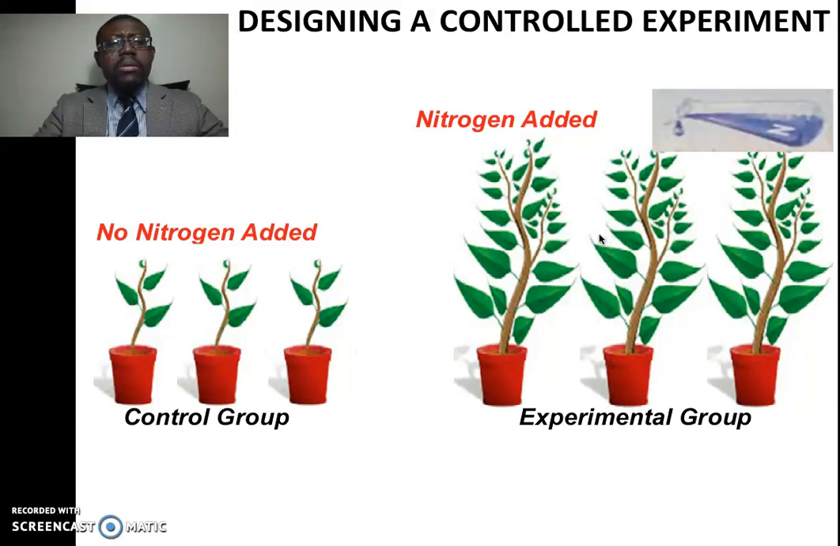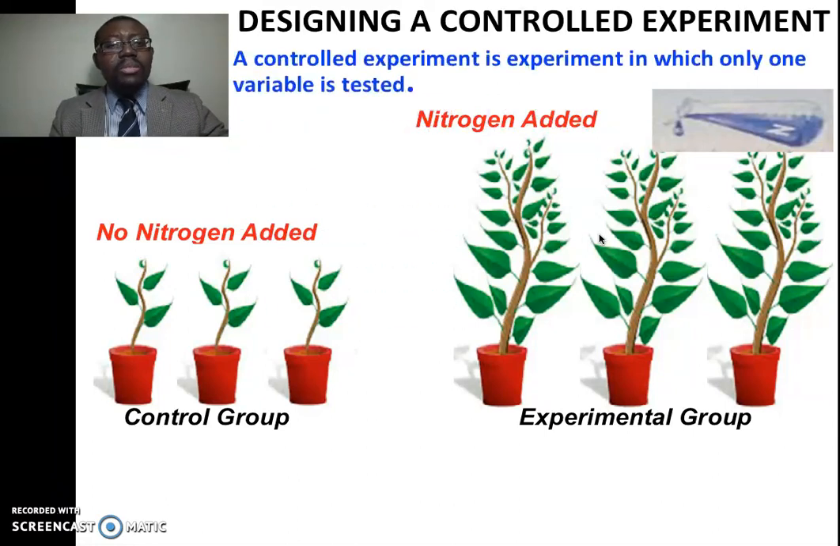Now that we know how to state our hypothesis, the next step of the scientific method is to design a controlled experiment. How do we design a controlled experiment? A controlled experiment is an experiment in which only one variable is tested. In a controlled experiment, we test only one variable.